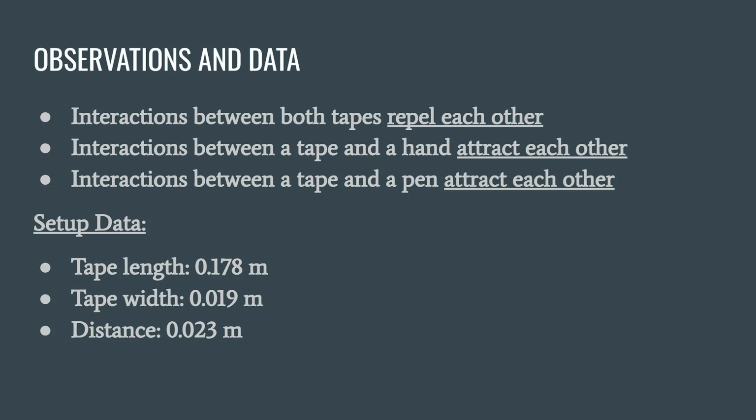Another part of this lab is to see how one of the charged tapes that we found when setting up the lab interact with other objects. So when two of these charged tapes interact, they repel each other. If a tape interacts with a hand, it will attract, and if a tape interacts with a pen that was ripped on a surface, it will also attract.